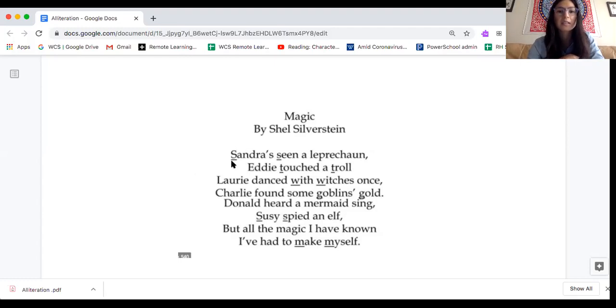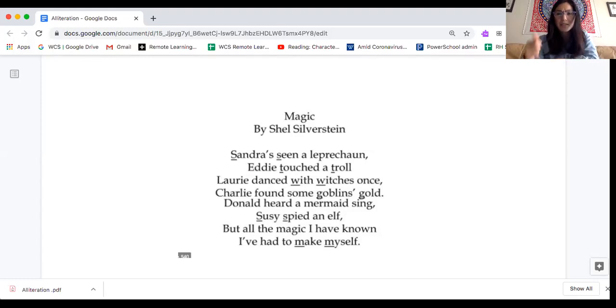Magic by Shel Silverstein. Sandra's seen a leprechaun. Eddie touched a troll. Lori danced with witches once. Charlie found some goblins' gold. Donald heard a mermaid sing. Susie spied an elf. But all the magic I have known, I've had to make myself.